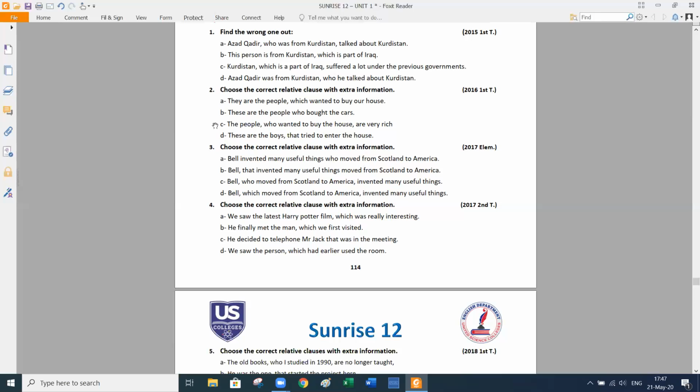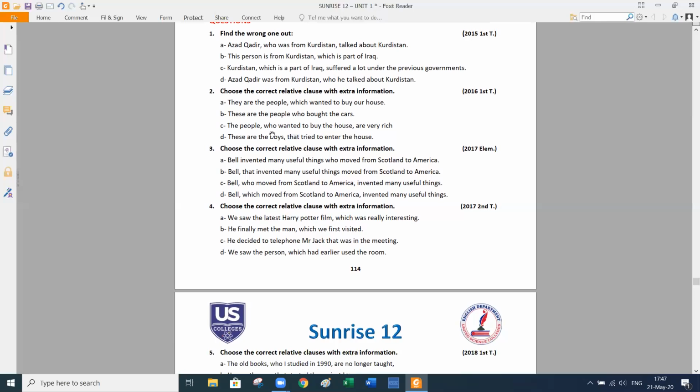So according to the rule, a comma is used for a non-defining relative clause, and two commas are used because the relative clause is put in between the main clause, and who is used for people, so that's fine. So we choose C as the correct answer. Okay.